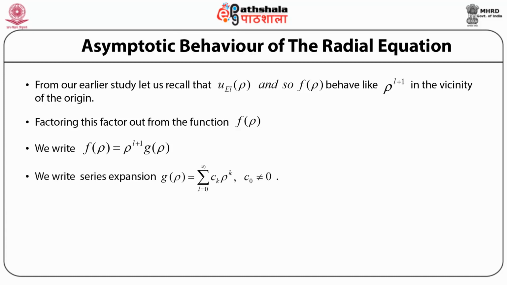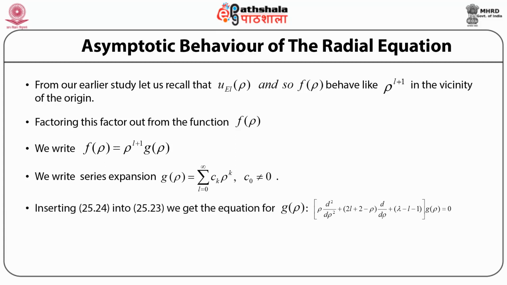We write the series expansion g of rho equal to summation from k equal to 0 to infinity of c_k rho to the power k, c naught not equal to 0. Inserting 25.24 into 25.23, we get the equation for g of rho, that is rho d square by d rho square plus 2L plus 2 minus rho multiplied by d by d rho plus lambda minus L minus 1, the whole multiplied by g of rho, equal to 0.